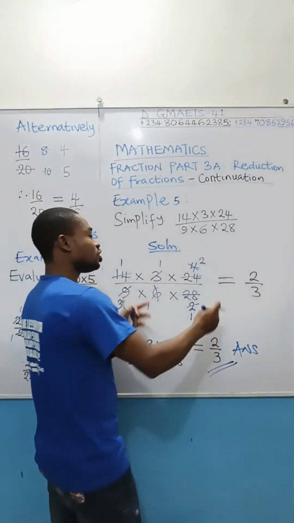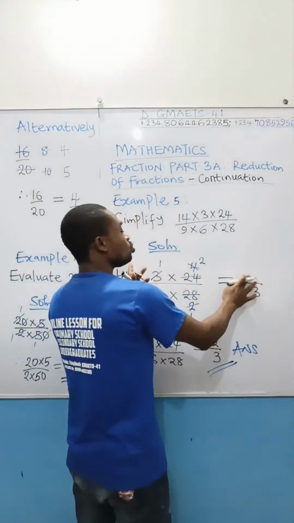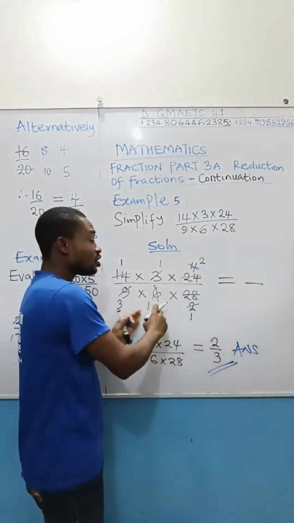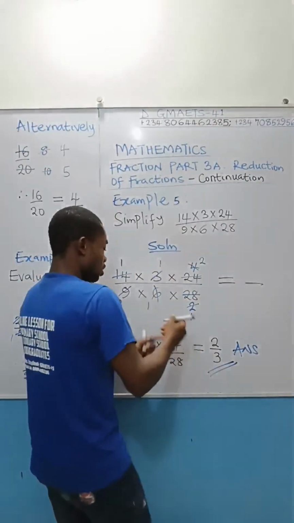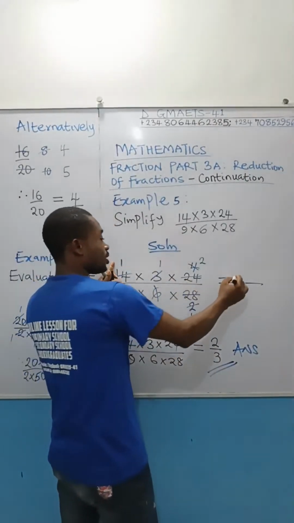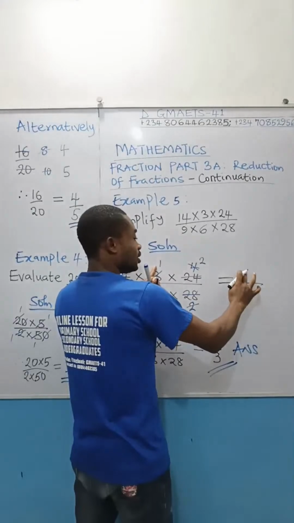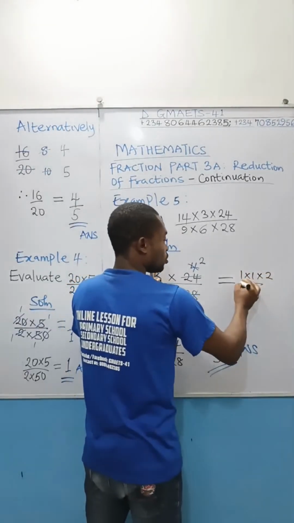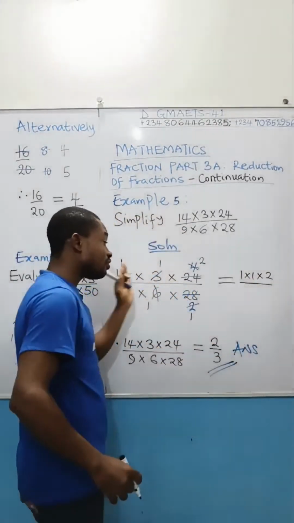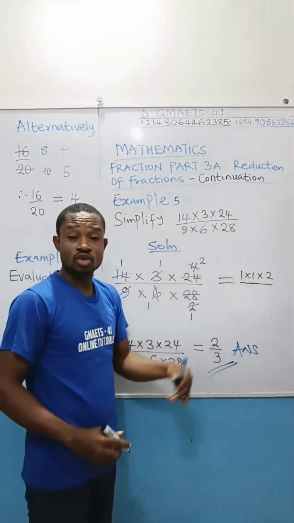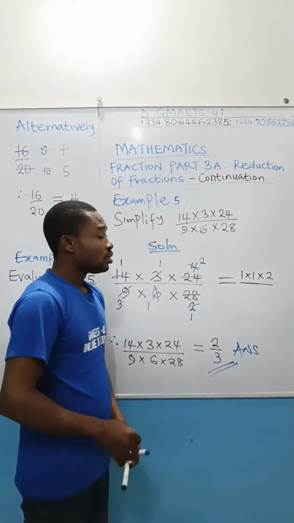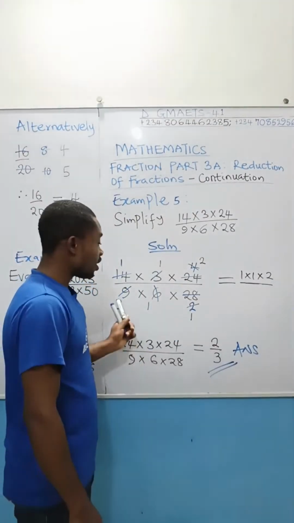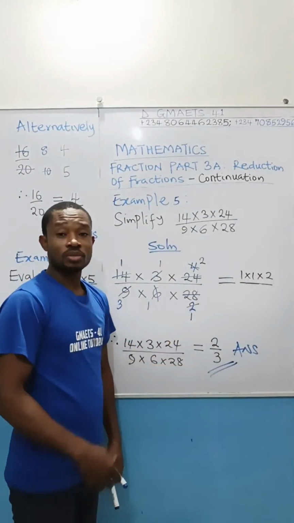In fact, let me show you something: whenever you do this division, anything that is left, the numerator and denominator, you have to multiply them out. So permit me to write this as 1 times 1 times 2. Please, anytime you do this division, whatever you have remaining in the numerator, you have to multiply them out. Whatever you have left in the denominator, you have to multiply them out.